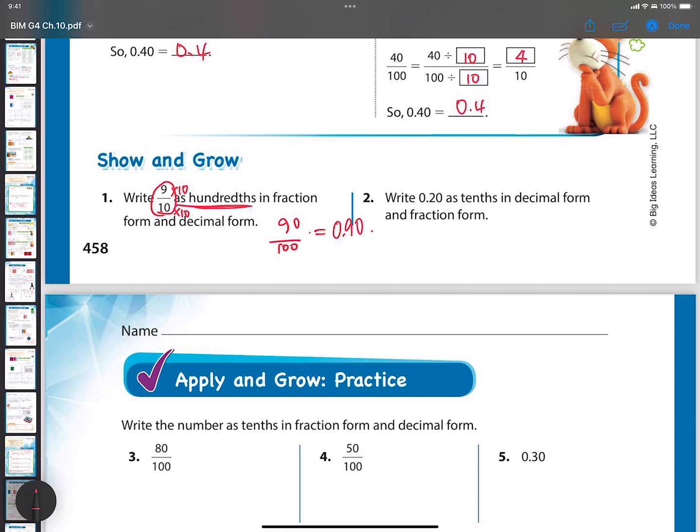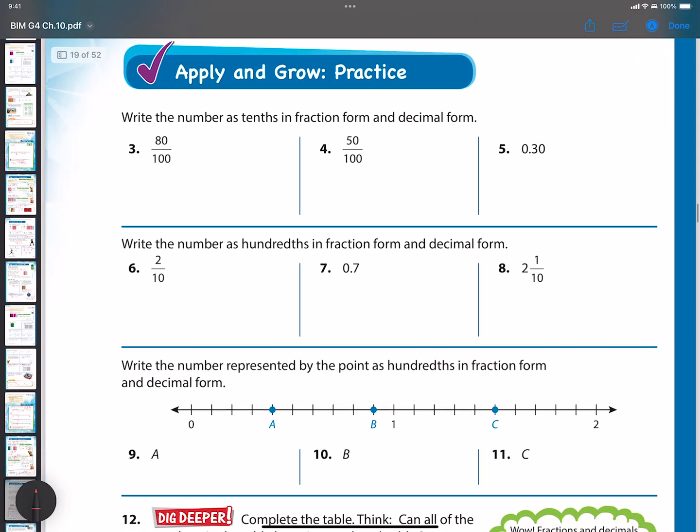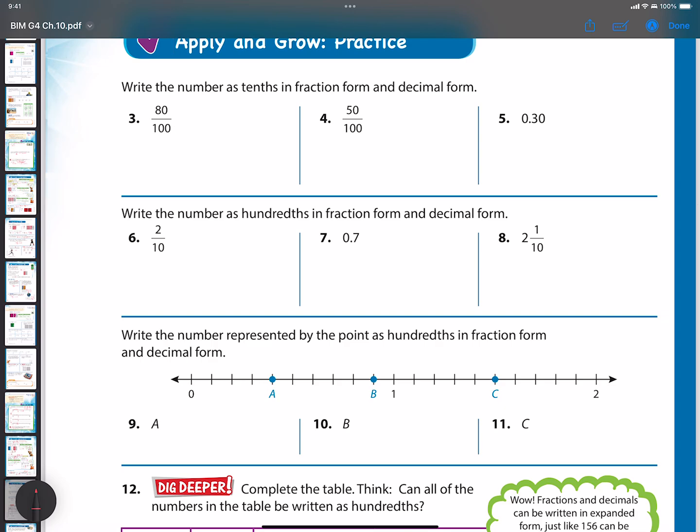Now here, write 0.20. This is 20 over 100. How many zeros are we going to erase? One each. So it becomes 2 over 10, as tenths. That's what we did in decimal form and fraction form. So 2 tenths is equal to 0.2, going backward. That's it. Now do it yourself and come back when you're done and check your answers with mine. If you have any question or didn't get it, please put a star mark on it and I will go over it with you.